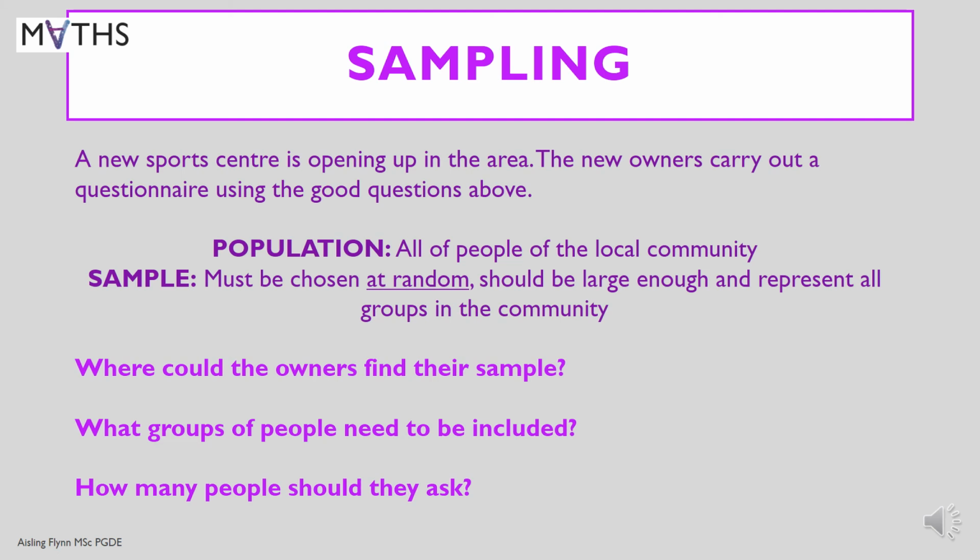What groups of people need to be included? Well, outside the supermarket you might get old people, young people, middle-aged people, active people, not so active people, healthy people, not so healthy people, men and women, children, the whole lot. Okay, and how many people should they ask? Well, they should ask as many as they can, because the more people you ask, the better your results will represent the full population.